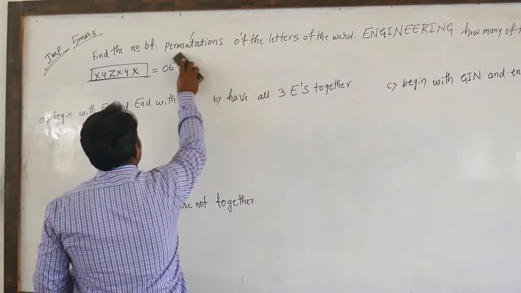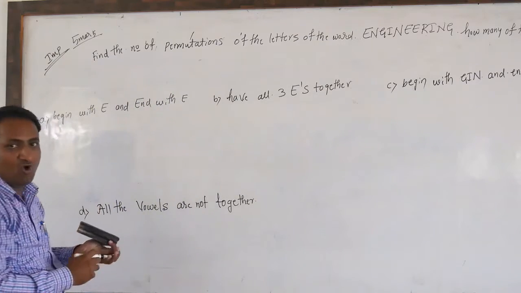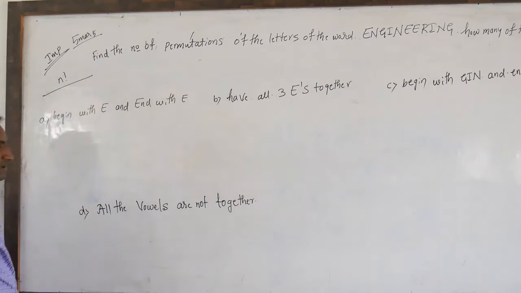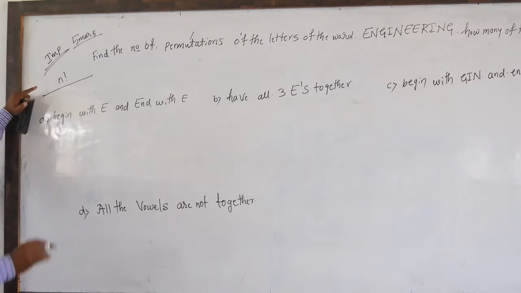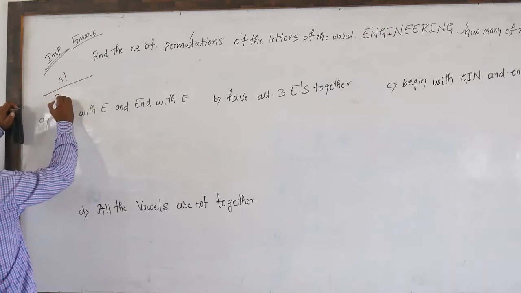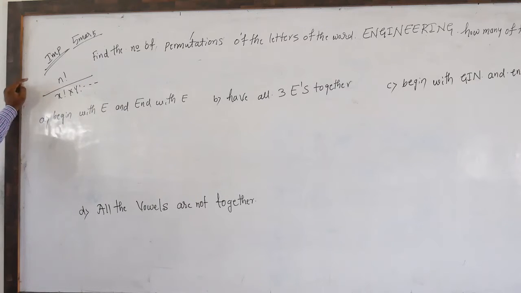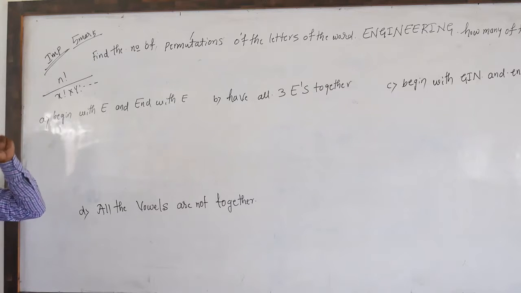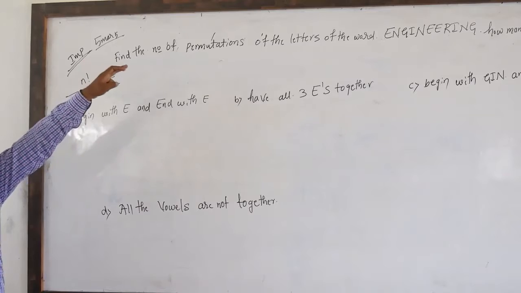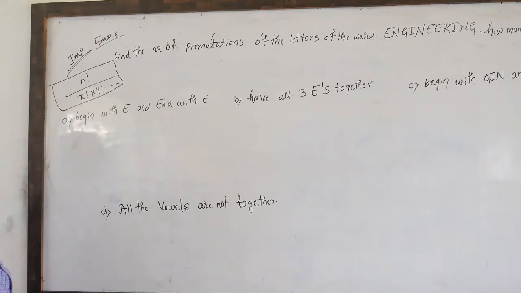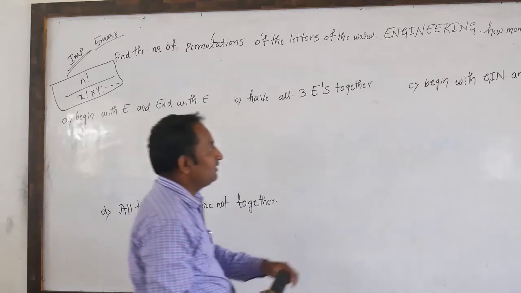Generally, if the term consists of n letters, that is n factorial, where n is the number of letters present in the given word, divided by x factorial into y factorial, so on, z factorial and so on, for the repeated letters. This is the general formula for the arrangement of a term containing repeated elements.